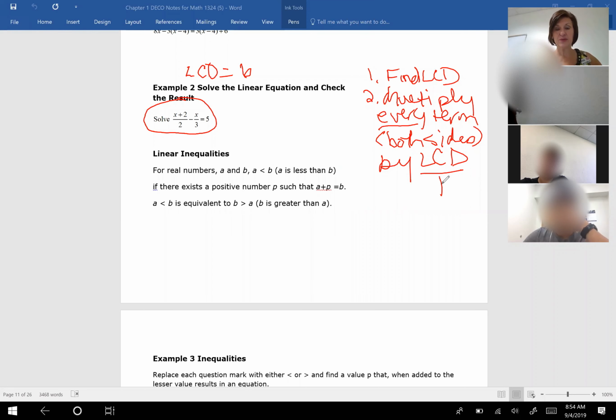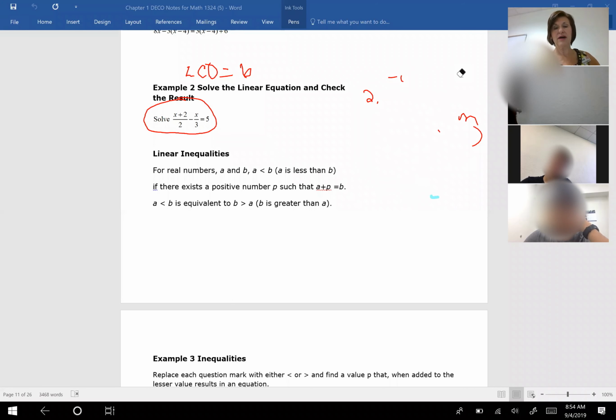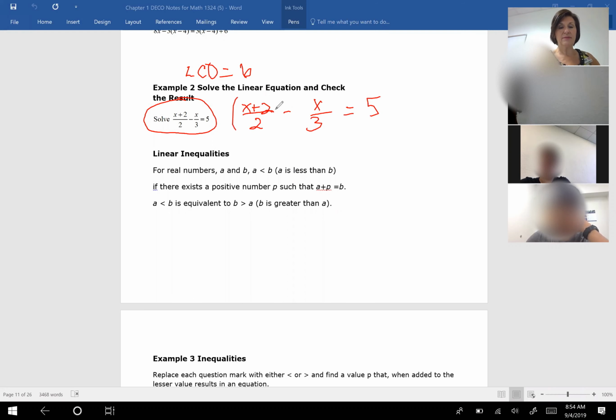And I'm going to erase what I just wrote down as far as the rules, so I've got some room to work. And you guys told me the LCD was 6. So here's what we're going to do with it. I'm going to recopy this. x plus 2 over 2 minus x over 3 equals 5. And I'm going to multiply the first term by the LCD over 1, 6 over 1. I'm going to multiply the second term by the LCD over 1, 6 over 1.